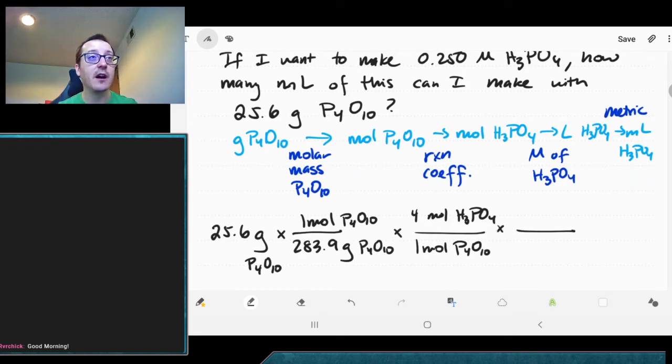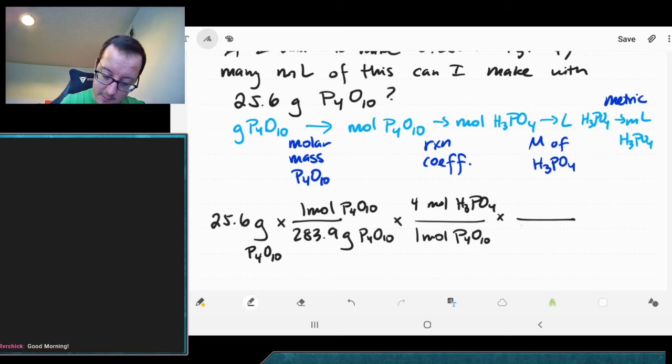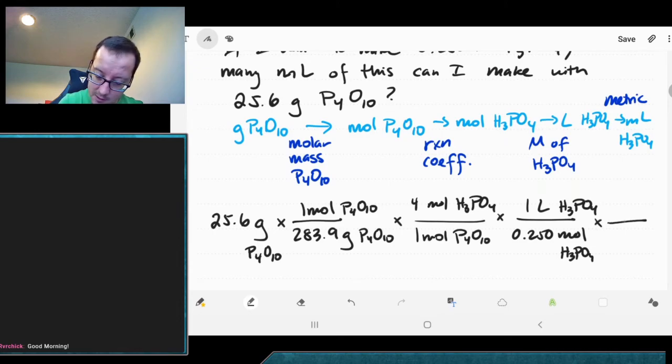Next, our next conversion is going to be the molarity of the phosphoric acid. It says we are looking for 0.25 molar. So remember, that's moles per liter. Since we want moles on the bottom, liters is going to go on top. And then we just have our metric conversion next, just to go from liters to milliliters.